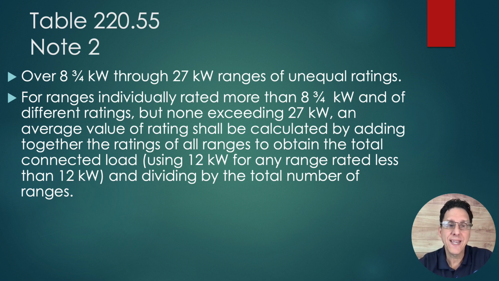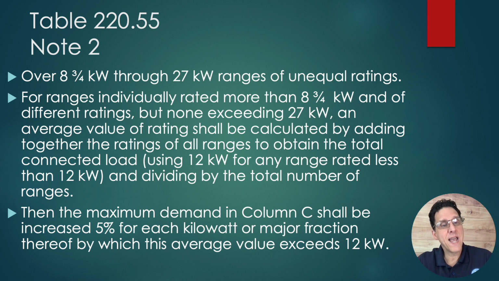For ranges individually rated more than 8 3/4 and of different ratings, but not exceeding 27 kW, an average value of rating shall be calculated by adding together the ratings of all the ranges to obtain the total connected load, but we have to use 12 kW for any range rated less than 12 kW, and then we divide by the total number of ranges, and then we have an average value for the group.